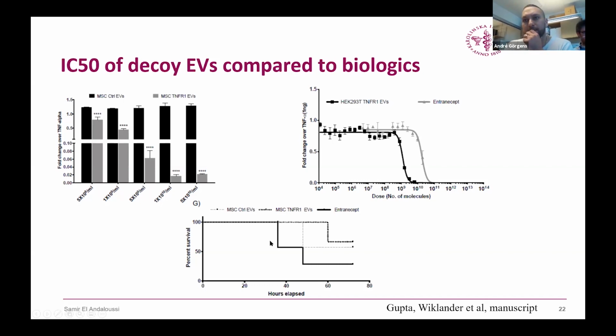And the bottom left is showing one of many in vivo trials. This is a systemic inflammation model that is induced by LPS, where we've then treated with control EVs, EVs engineered with a TNF alpha receptor, or etanercept. And as you can see, the decoy group performs better than the two others.